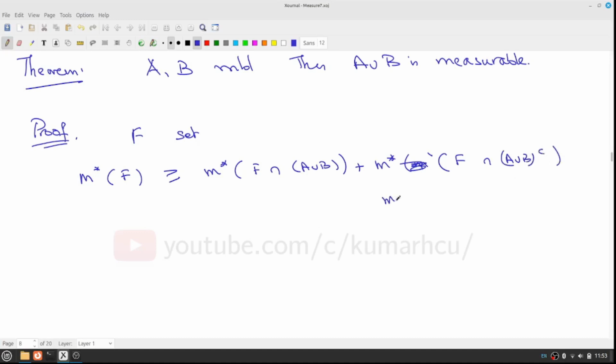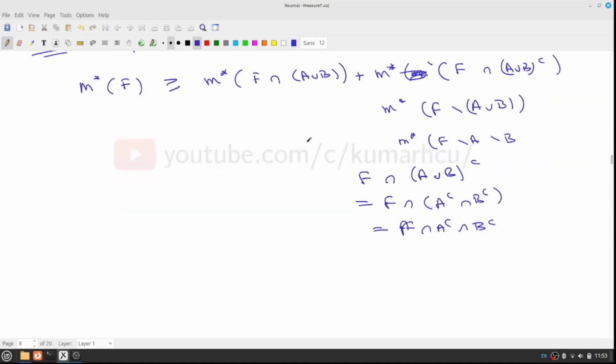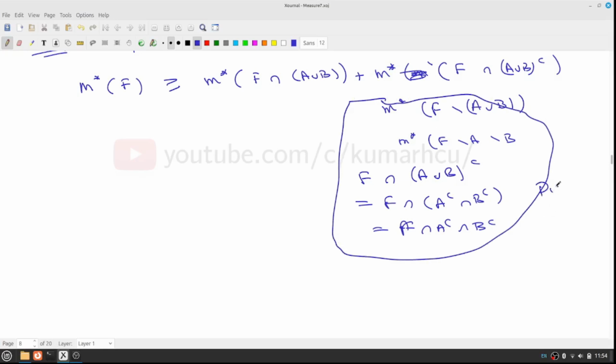This is the same as m star of F minus A union B, but this is the same as m star of F minus A minus B. That is, I am claiming F intersection A union B complement, which we know is F intersection A complement intersection B complement. From F, you remove A, remove B. Is it clear? This is what we have to prove. These are all set theory. This is a digression. Okay, come back to this.